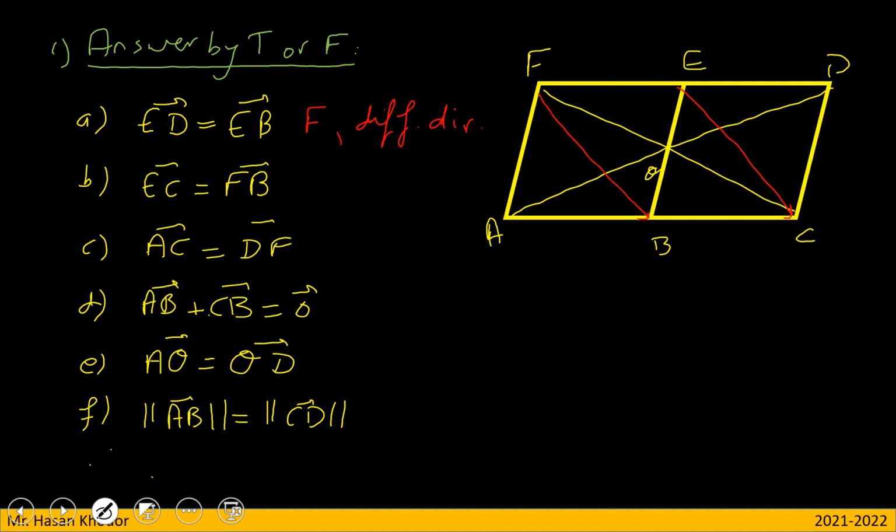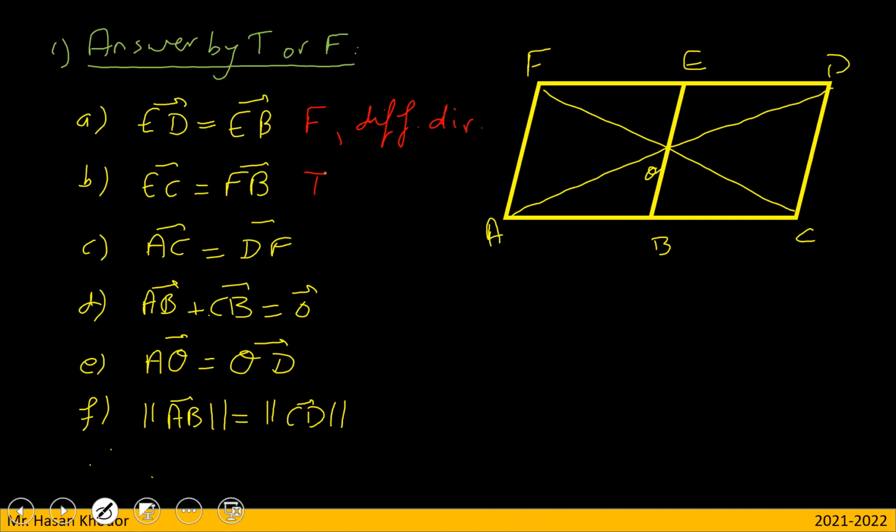Yes. Do they have the same sense? Yes. EC and FB have the same sense. Do they have the same magnitude? Also, they have the same magnitude. So true. These two vectors are equal. Why? Because they have the same direction, same sense, and same magnitude.